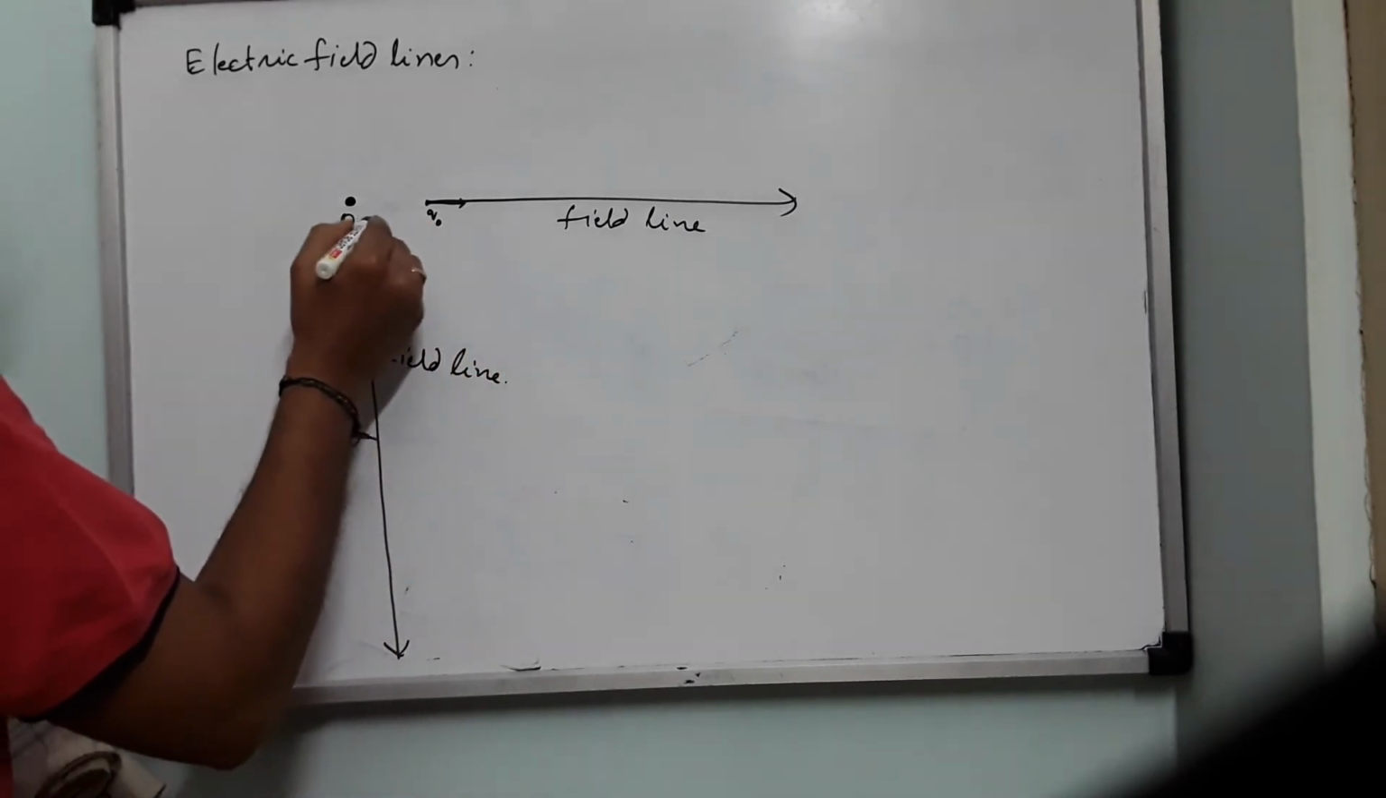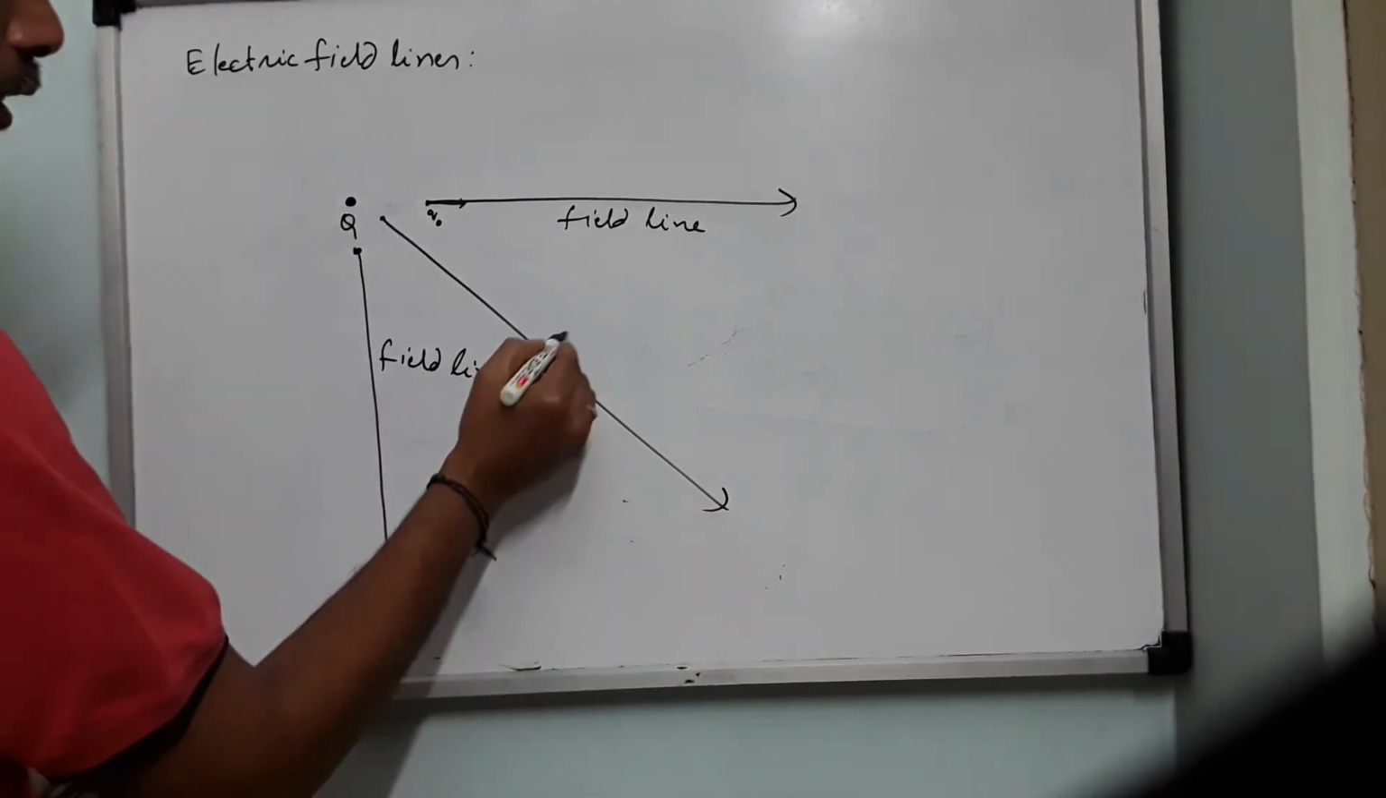And if I place this Q naught here, what will happen? It will go like this. This is another field line.